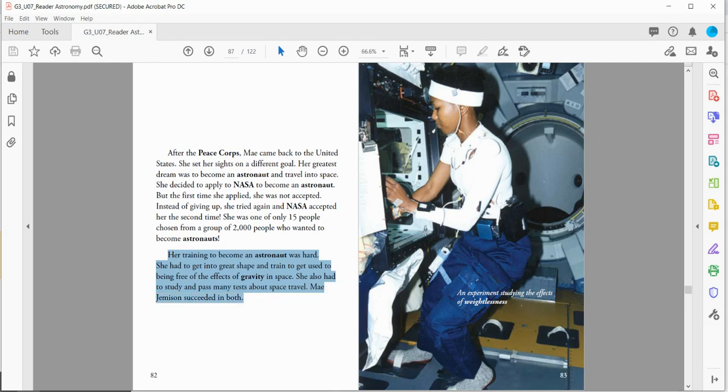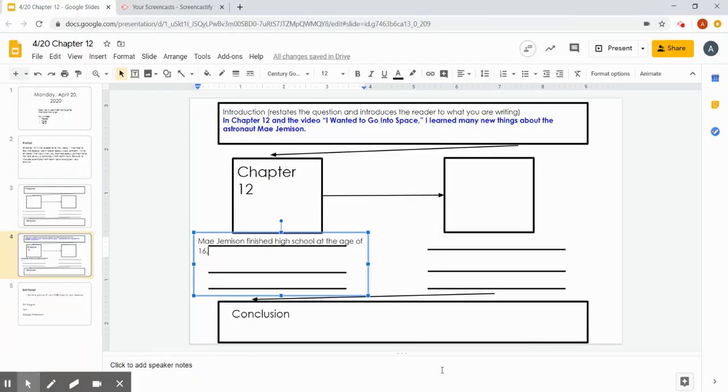So let's go back to our flea map. Now, on your flea map, on the second line, what's something that we read in the chapter that we can add to our flea map? So go ahead and pause the video here and see, what's something interesting that I learned about Mae Jemison that I can add as my second example for chapter 12? Come back when you have finished that.